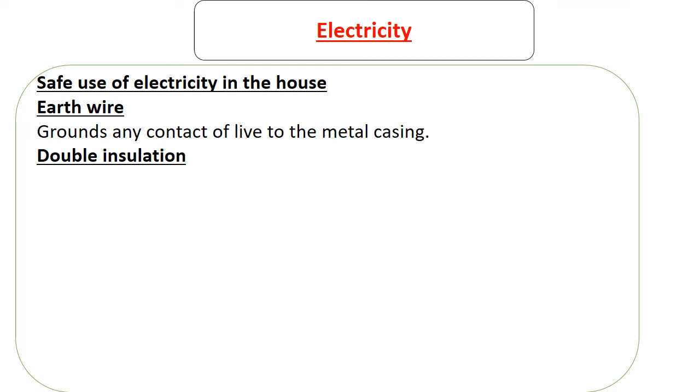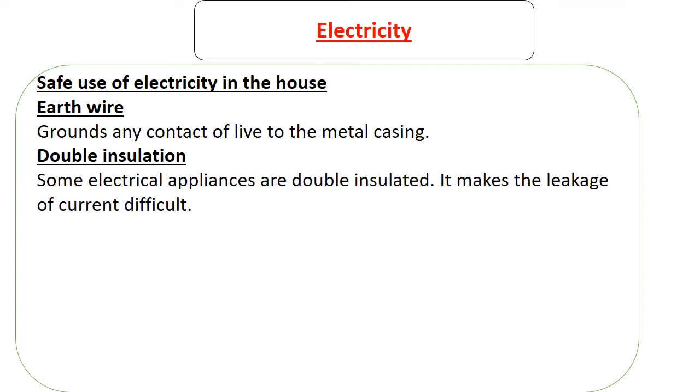Next is double insulation. A good practice is to double insulate the wires. You insulate it and then you insulate it again, so that when the first insulation is broken or damaged, there is a secondary insulation in place. So some electrical appliances are double insulated. It makes the leakage of current difficult.